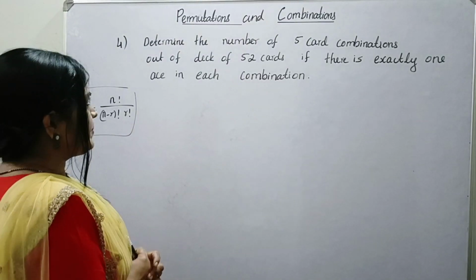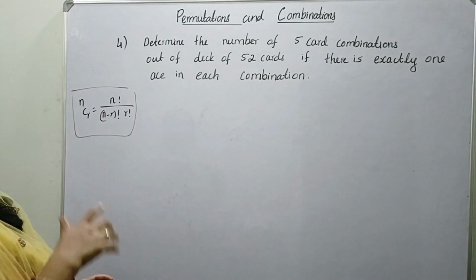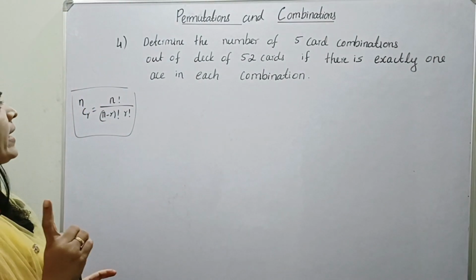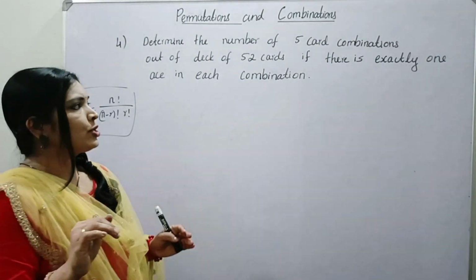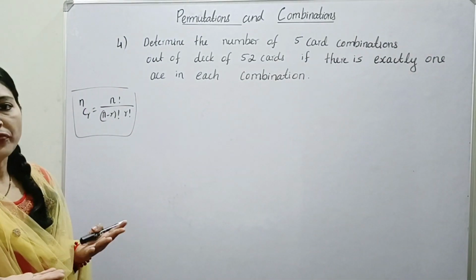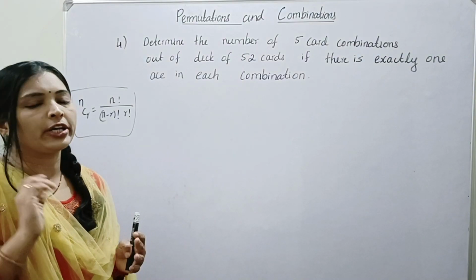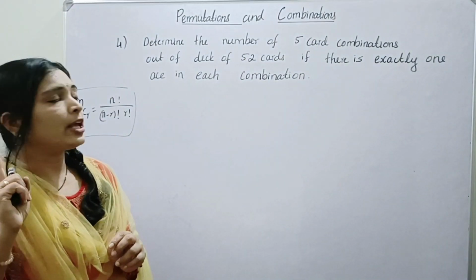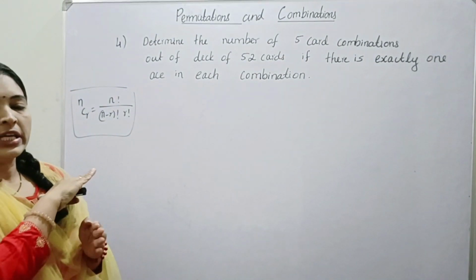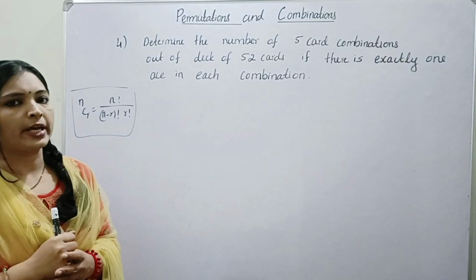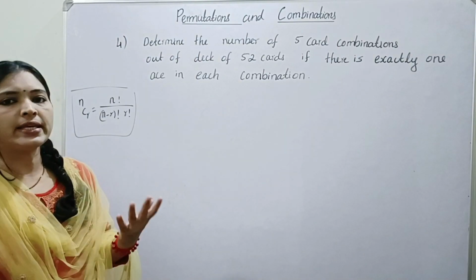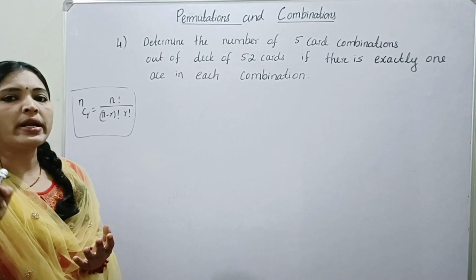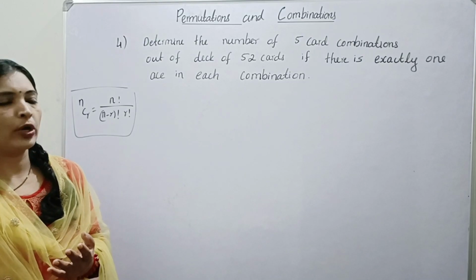Fourth question: determine the number of 5 card combinations out of a deck of 52 cards if there is exactly one ace in each combination. So out of 52 cards we have to select 5 cards. One more thing, it is mentioned there is exactly one ace. So for each selection one ace should be there, and the remaining 4 cards any other cards. That is not mentioned, but exactly one ace should be there for each selection.